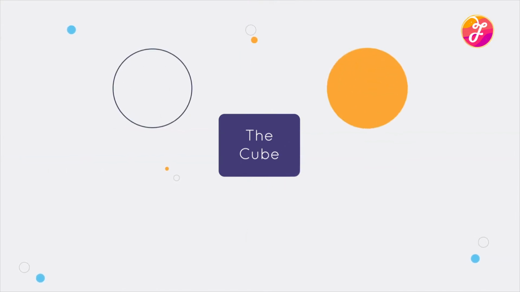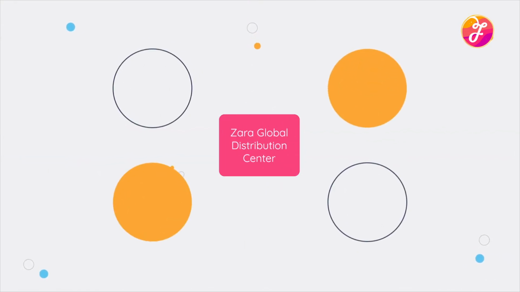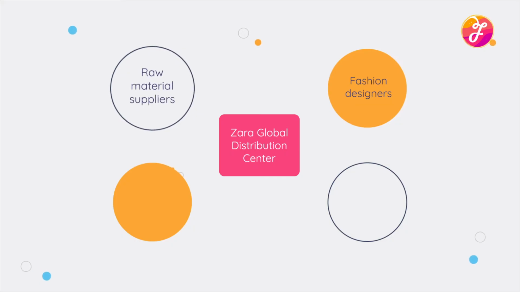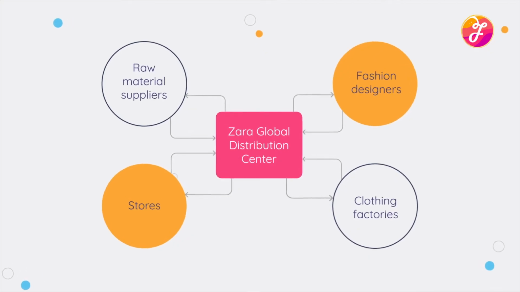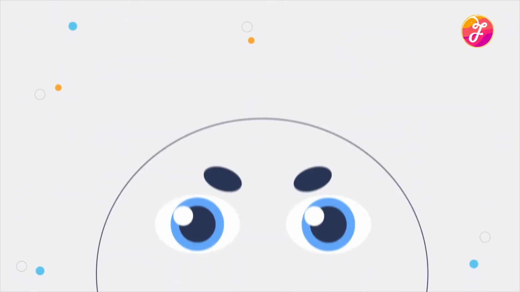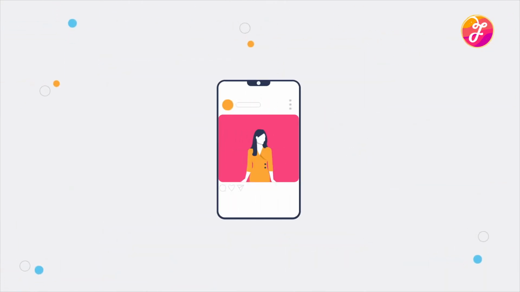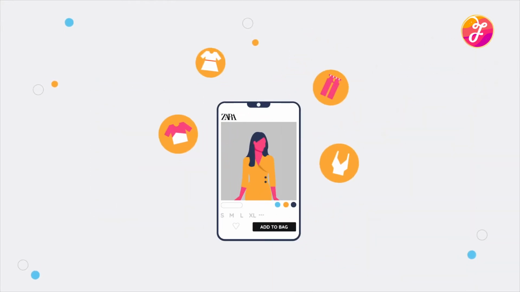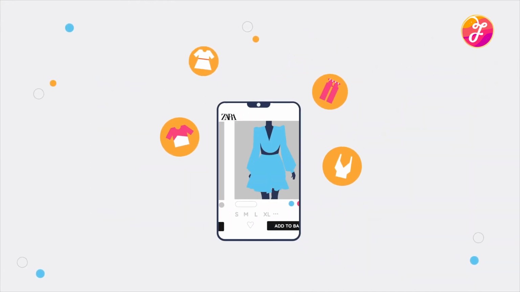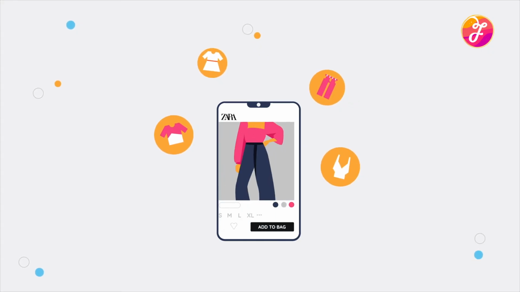There are 4 major parts of Zara's supply chain: designers, raw material suppliers, clothing factories, and stores. All 4 of these pass through the Cube. Let's try to understand each of them. Zara's designers keep a track of the emerging trends and create their designs based on them. This helps Zara focus more on clothes that are in fashion and hence remain trendy.